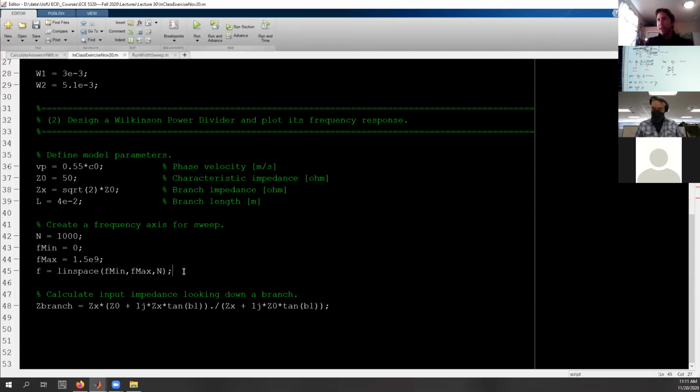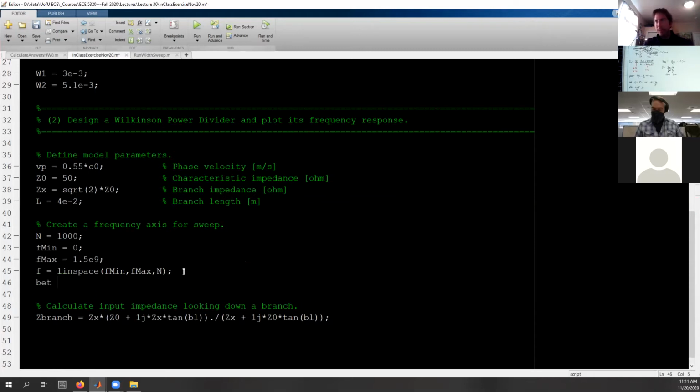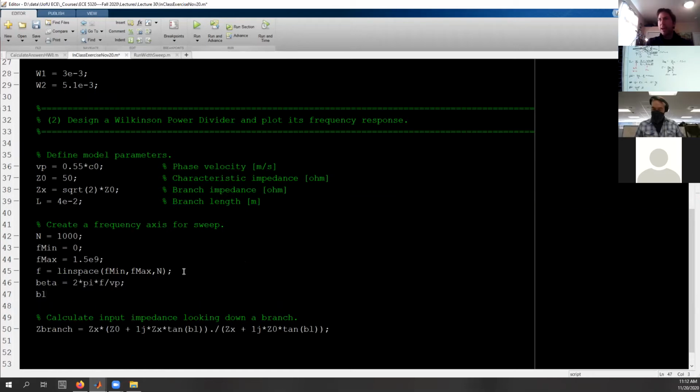Okay, and now we know that beta is going to be 2 times pi times F over phase velocity. Then beta L, so I'll just type BL, is beta times L, like that. Did that catch everything? Yeah, 2 pi F over phase velocity. There we go.